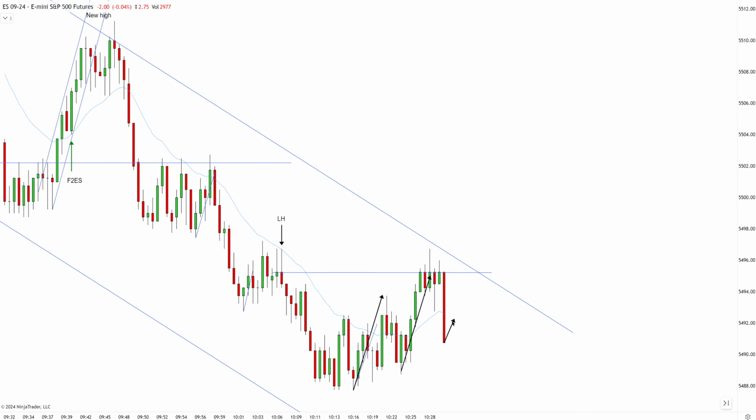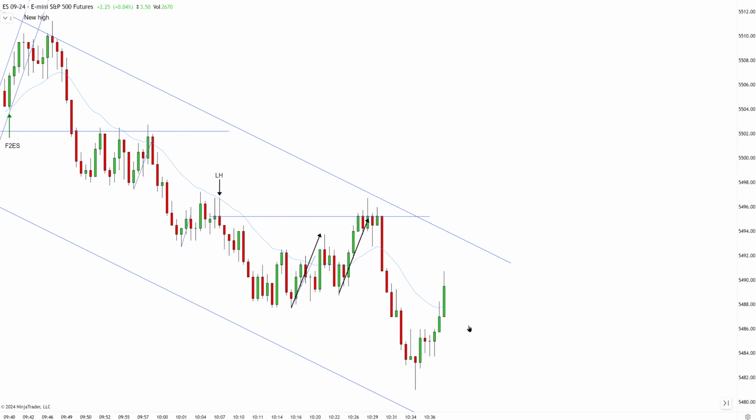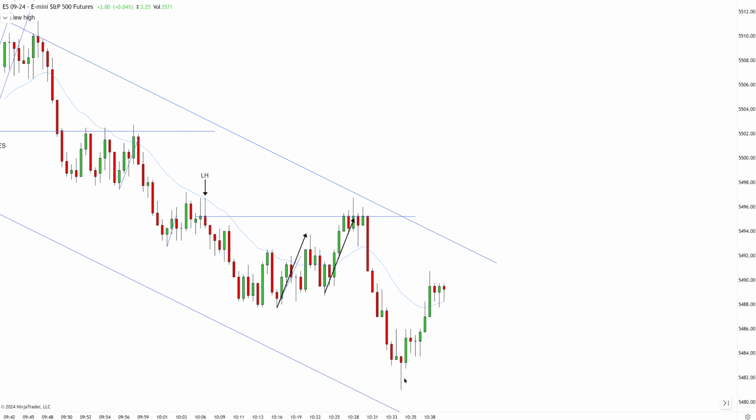And I want to see second entry long, failure. New high, first entry long, second entry long, failure. Can you get it? No, market continues to just drop lower. Okay, brand new push phase established. I was looking for second entry short at the EMA.